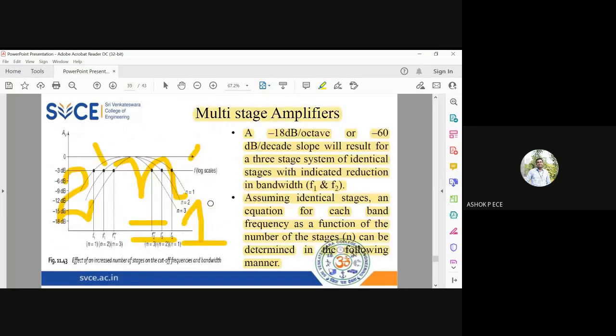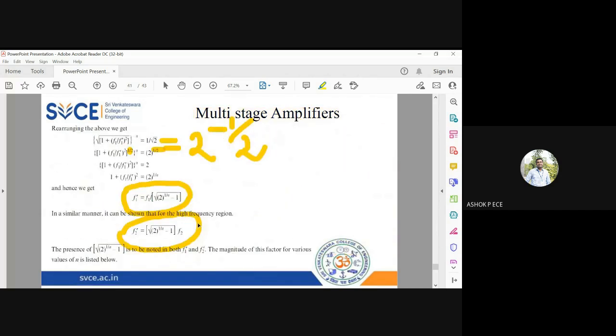Just see the diagram. F1 and F2 are the lower and upper cutoff frequencies for a single stage. F1 dash and F2 dash are the lower and upper cutoff frequencies for n equal to 2, the second stage. So that is going to be the relation between F1 dash and F2 dash. This magnitude of 2 power n for various values of n is given.